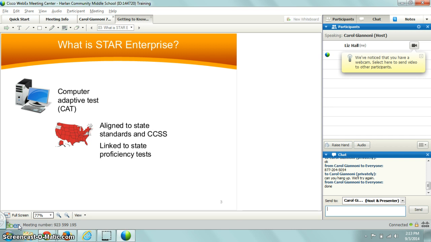STAR is aligned to the state standards and Common Core state standards, and it's linked to most state proficiency tests. So we would have that information and be able to run some reports based on benchmarks from that information.